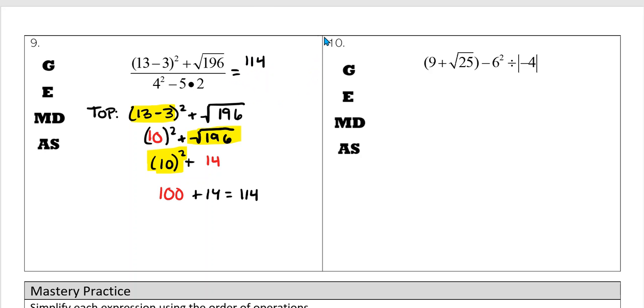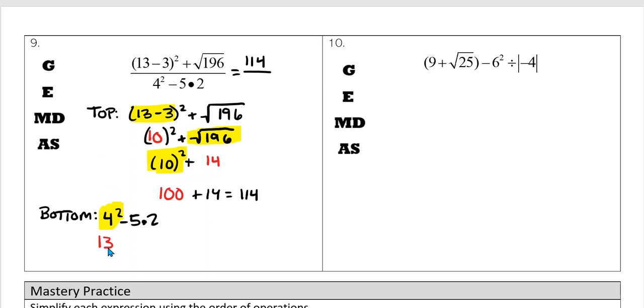So now we need to figure out the bottom part of the fraction. So we're going to do the same thing. We're going to copy down the bottom and simplify that. So go ahead and pause the video and try and simplify the denominator. All right, so we work our way through the order of operations. There's no grouping symbol to worry about, but we do have an exponent. So we are going to start with that 4 squared.